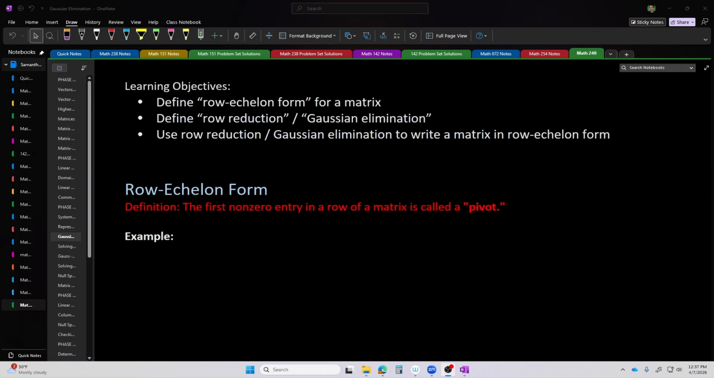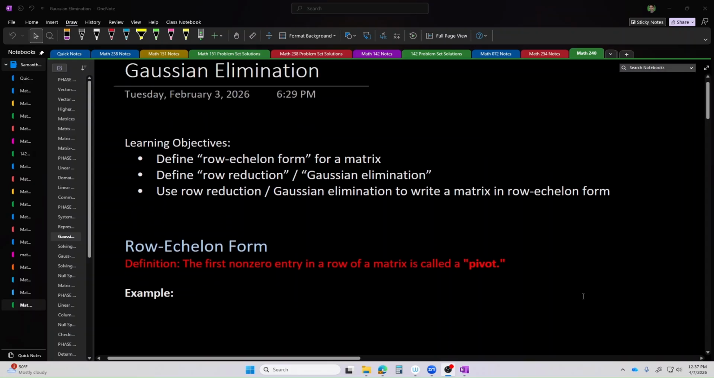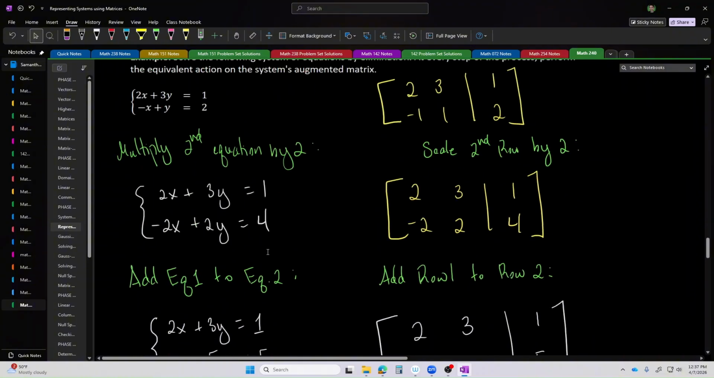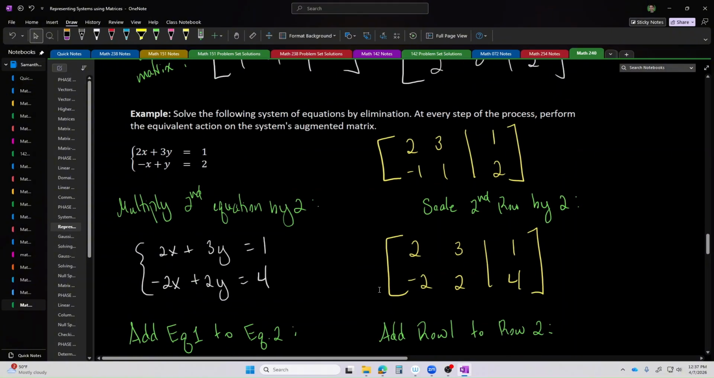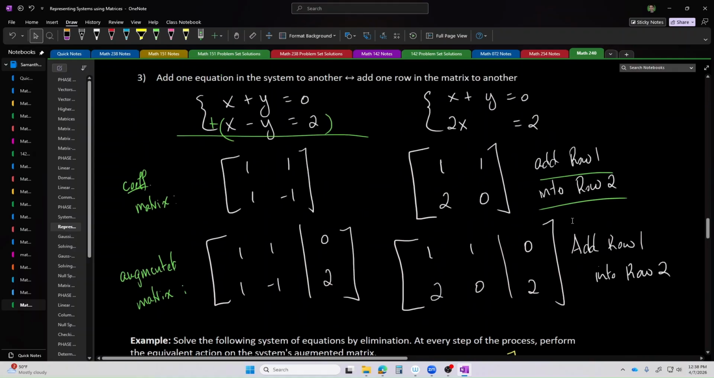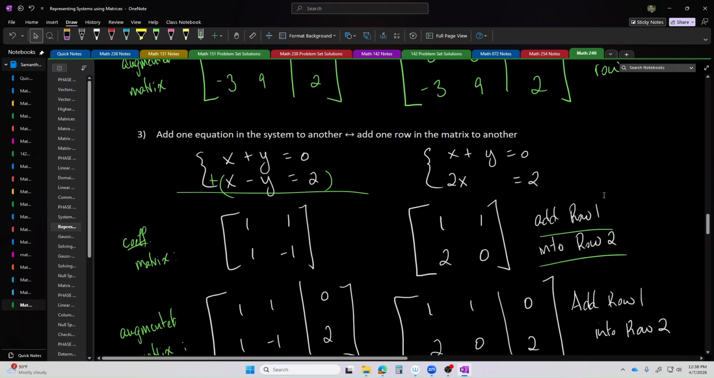So in the previous video, we learned that any system of equations could be represented and stored much more efficiently using matrices and vectors, specifically using a coefficient matrix and an augmented matrix for that system. We also saw yesterday that the actions that we take as we are solving a system of equations have a corresponding action that can be performed on the system's augmented matrix. Typically some combination of shuffling rows around, scaling rows, and adding one row to another.